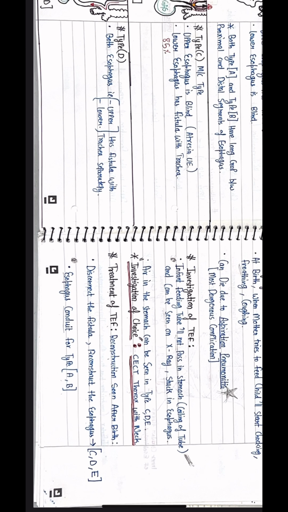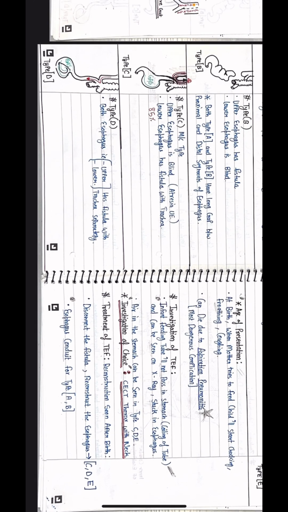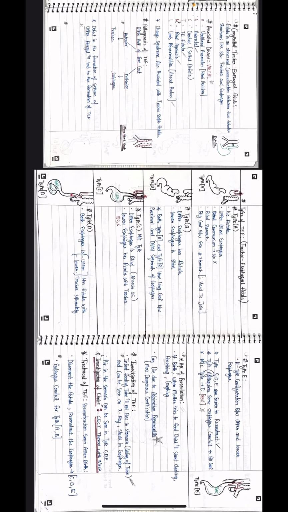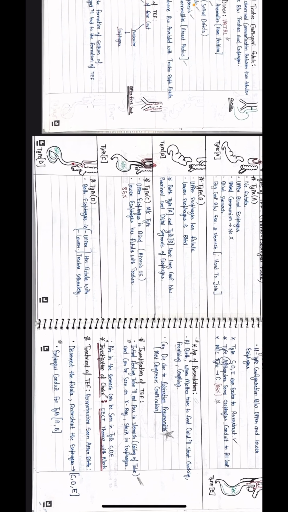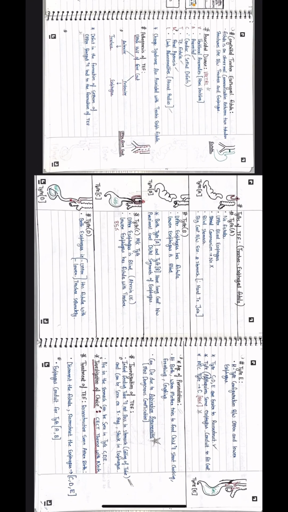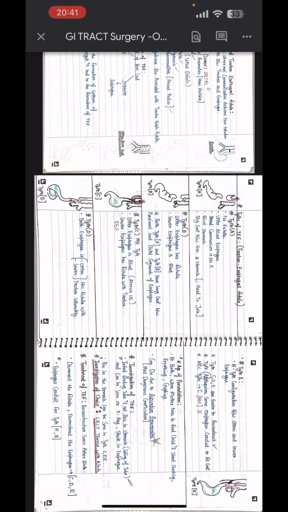An esophageal conduit we are going to need in type A and B, because the gap is too much. So that's why we are going to use the esophageal conduit for type A and B. It can be our own body part as well. Maybe, if I'm not sure about it, we can take some part from the colon as well. If it is helpful, we can go with the conduit or another part. So I hope this is clear.